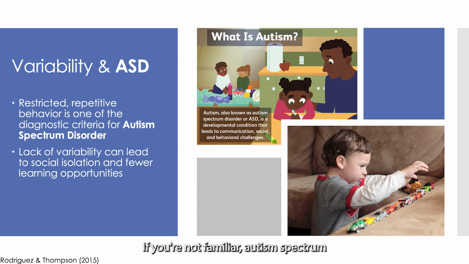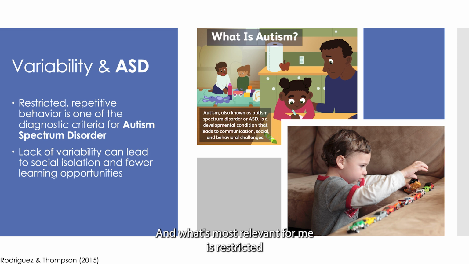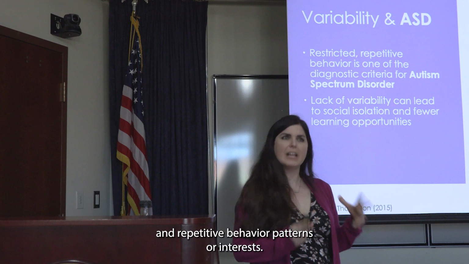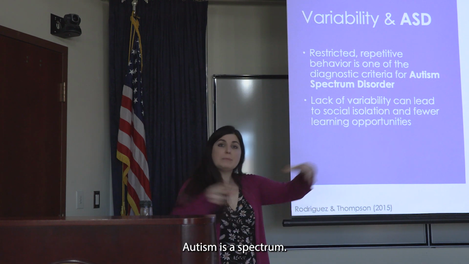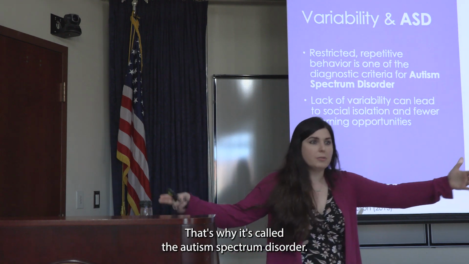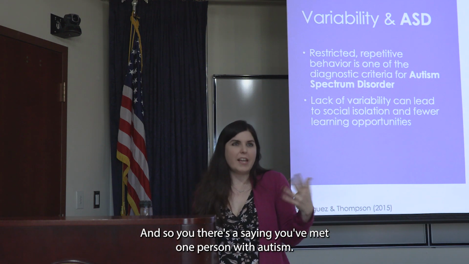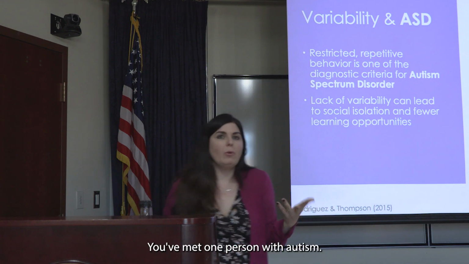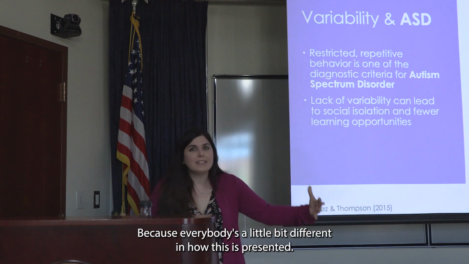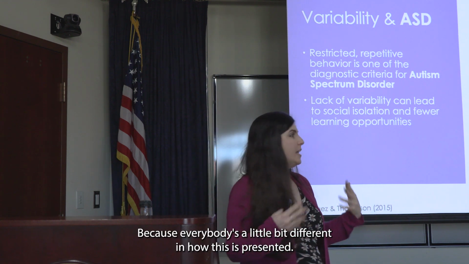If you're not familiar, autism spectrum disorder is defined by kind of two things. Usually some sort of deficit in social interaction or communication. And what's most relevant for me is restricted and repetitive behavior patterns or interests. Autism is a spectrum, that's why it's called autism spectrum disorder. So this looks really different for any person. There's a saying, you've met one person with autism, you've met one person with autism. Because everybody's a little bit different in how this is presented.